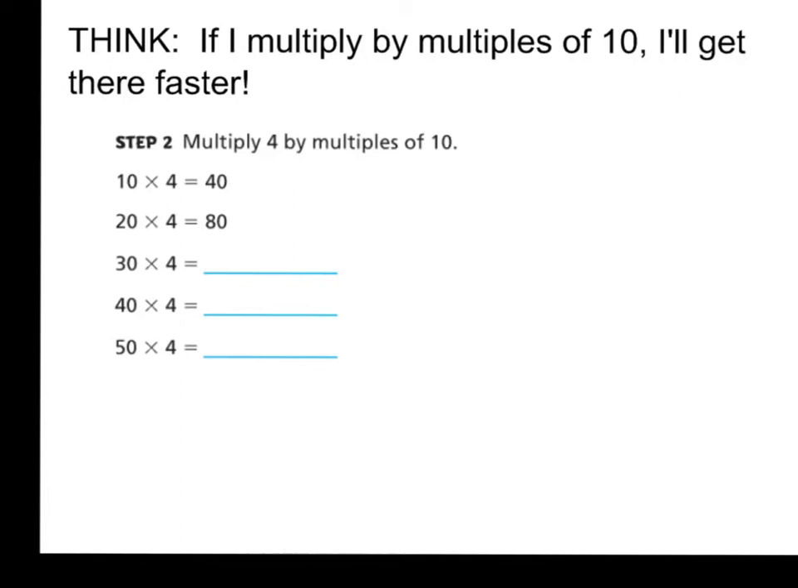So if my question is 196 divided by 4, and we want to estimate 196 divided by 4 to find the estimated quotient, I want to get there faster. So I could say, well, what if I multiply by multiples of 10? Then I'll get there faster. So think about the number 4, and we want to multiply that number 4 by 10. 4 times 10 is 40. 4 times 20 is 80. 4 times 30 is 120. 4 times 40 is 160. And 4 times 50 is 200.